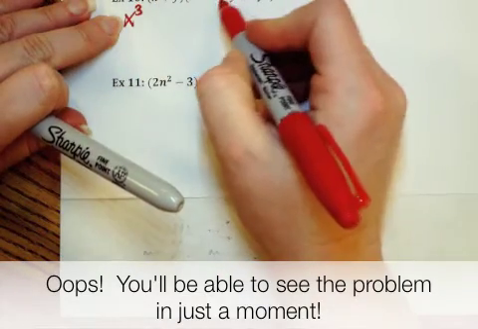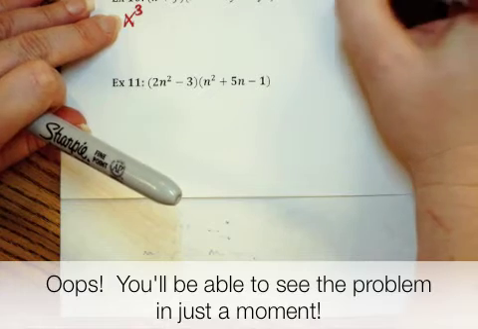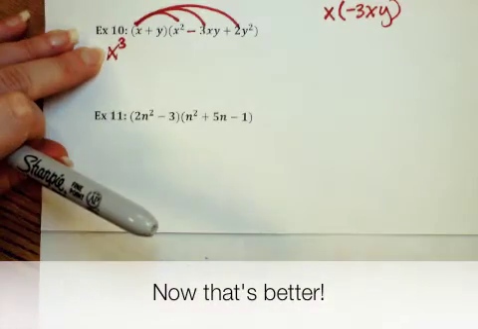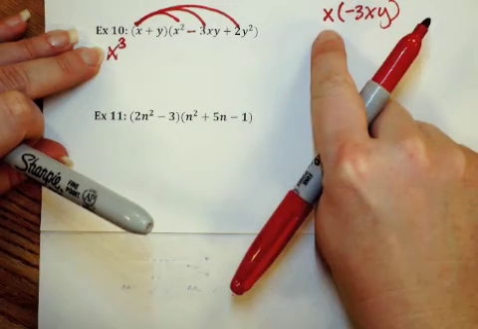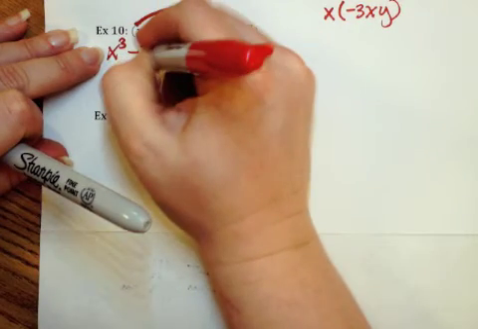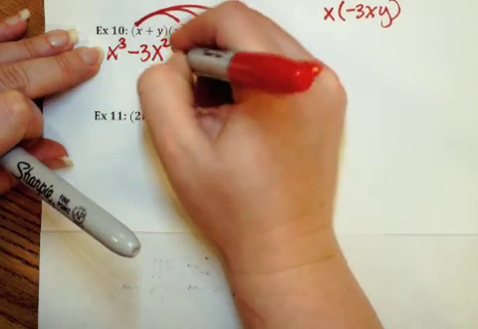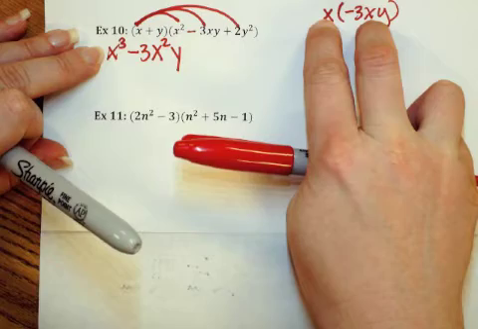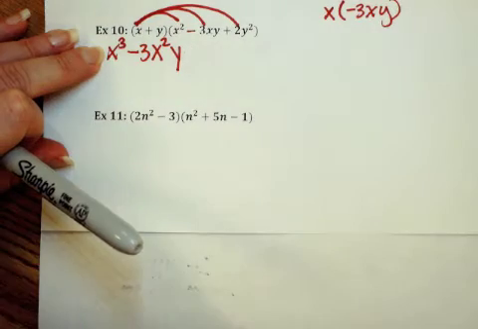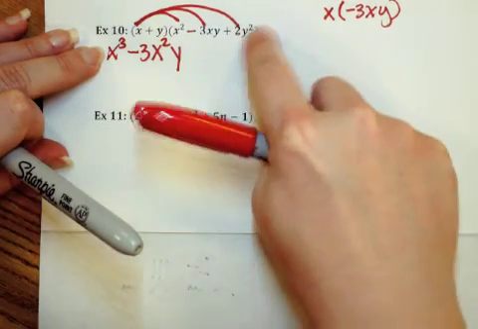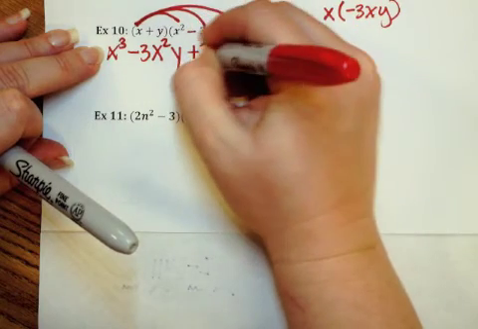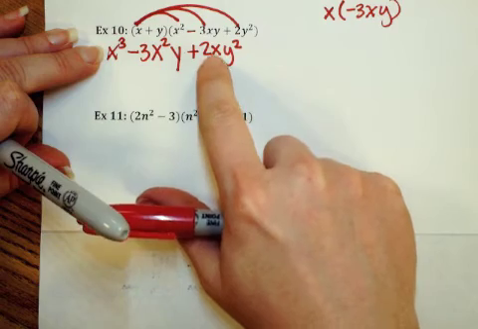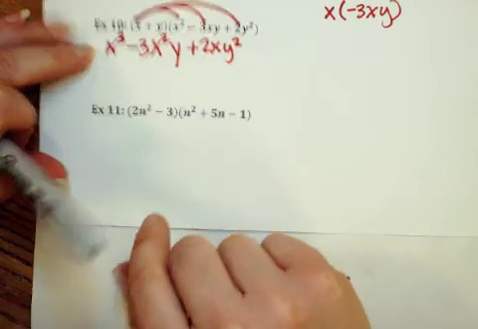X times negative 3xy is going to be negative 3x squared y. Notice that all I have to do is add the exponents of the x's. And now x times 2y squared is going to be plus 2xy squared. And we'll usually put them in alphabetical order, xy squared.